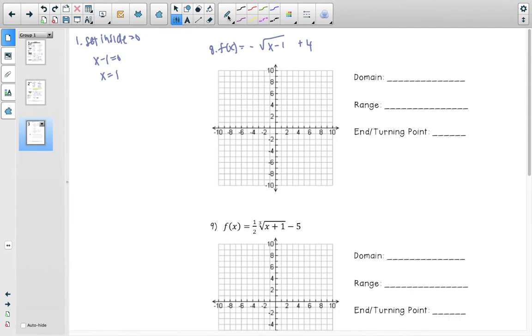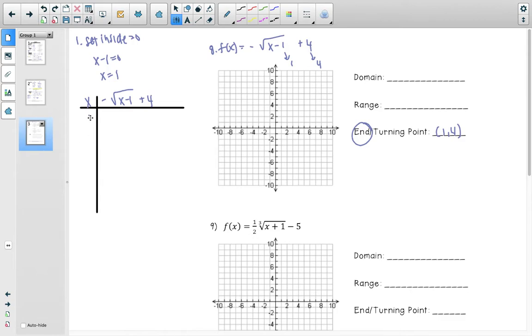The other thing you can do is, on that first page of notes, I said that the endpoint or the turning point is going to be (h, k), which is kind of like the vertex. That would give you 1, and this would give you 4. So that endpoint, because we're doing square roots, would be (1, 4). You're going to get that here, so you'll see it, but just to let you know, you're able to get that endpoint or turning point right away.